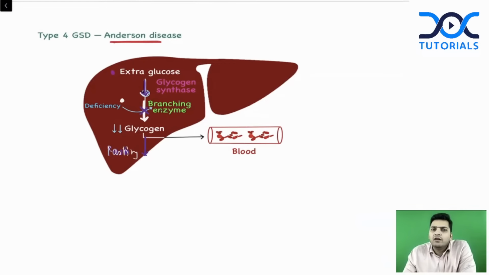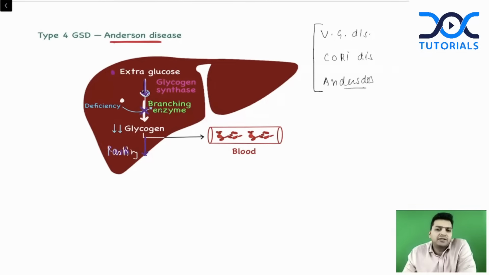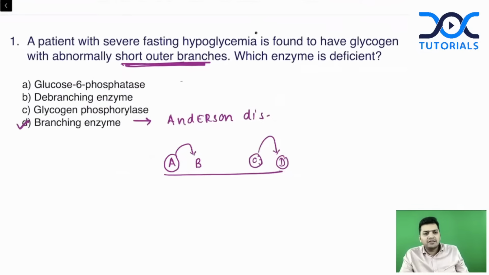In fact, most of the glycogen storage diseases, particularly the von Gierke disease, the Cori disease, Anderson disease, these are the ones that mainly present with hypoglycemia. They mainly present with the fasting hypoglycemia. Von Gierke, Cori, and Anderson. We will discuss them. There are some more MCQs related to Cori. At that time, I will take care of the von Gierke disease also. So as of now, we have understood that the shorter outer branch means the branching enzyme is not there, so it is going to be the Anderson disease.